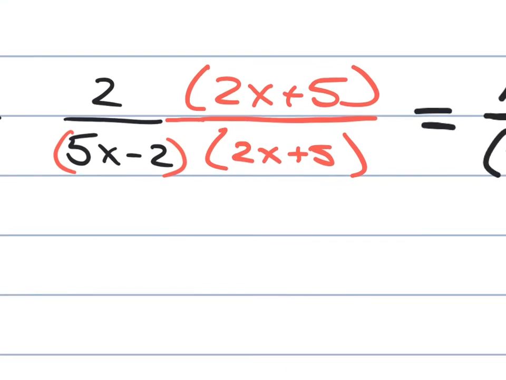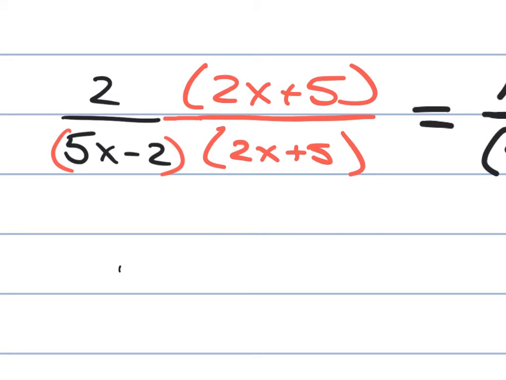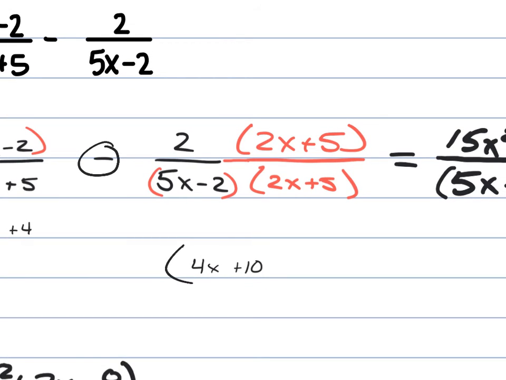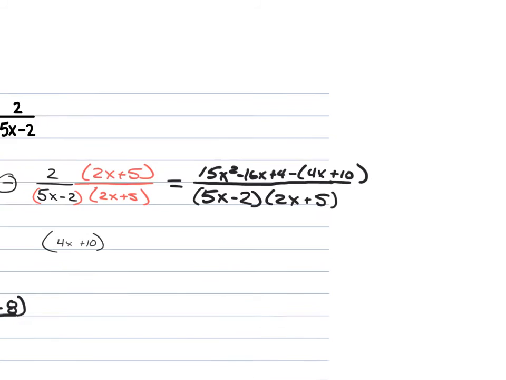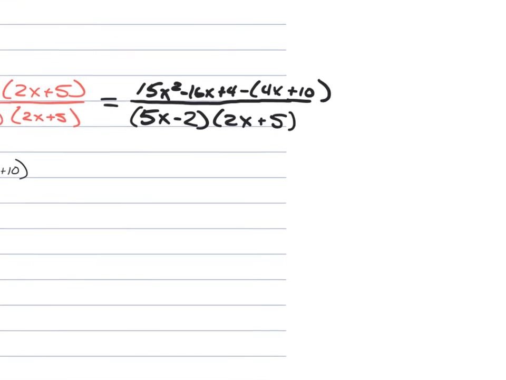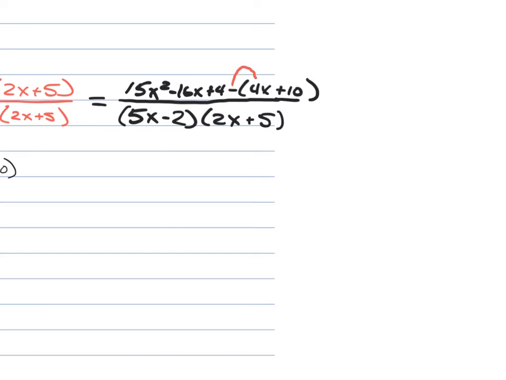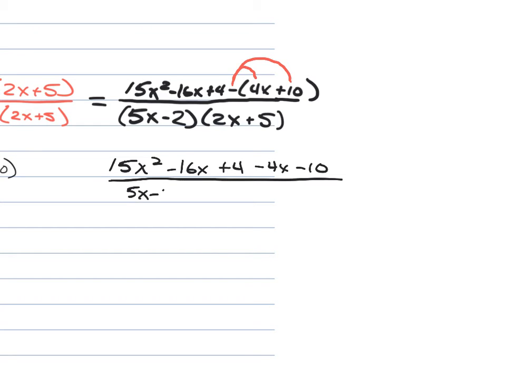What about this one? What is that going to become? 4x plus 10. But remember, we are subtracting each of those. So it's minus 4x plus 10. So each one of those things will get subtracted. What I'm going to do here is rewrite so that I've got this distributed to each of those. 15x squared minus 16x plus 4 minus 4x minus 10, all over 5x minus 2, 2x plus 5.